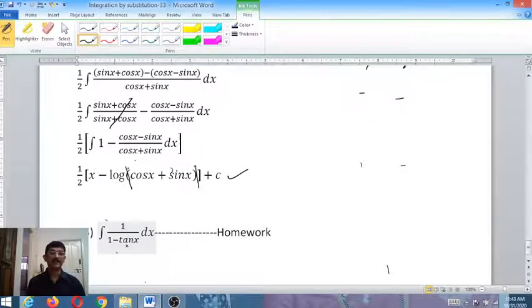Try to solve this problem. Write tan x as sin x by cos x. Take out the LCM. Take cos x to the numerator. Write the numerator as the denominator plus or minus the derivative. Try to simplify this problem. Here we need cos x. Suppose you get 2 cos x, then 1 by 2; if you get minus 2 cos x, then minus 1 by 2. You have to simplify and get the result.